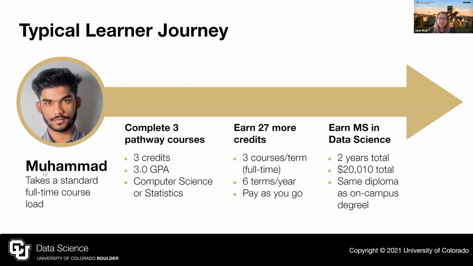The courses are designed to be flexible, so you can take them in any order. You need to take 21 core courses total and 9 electives. There are 6 terms a year, and most students take 3 courses per term. This is equivalent to full-time graduate level study. If you follow the typical learner journey like Mohammed, you'll complete all 30 credits in about 2 years. At $667 per credit, you'll have paid a total of $20,010, and you'll earn the same diploma as an on-campus student.